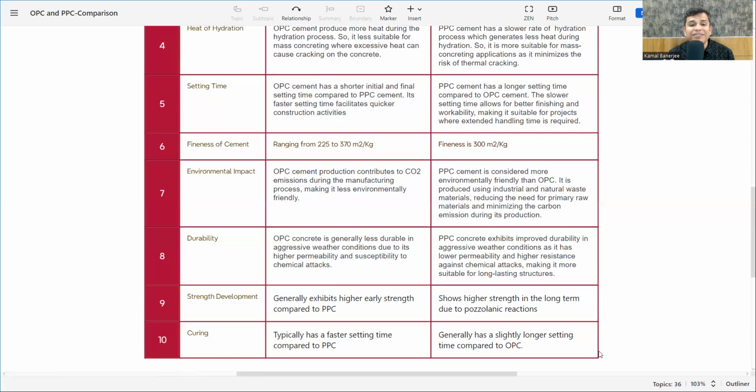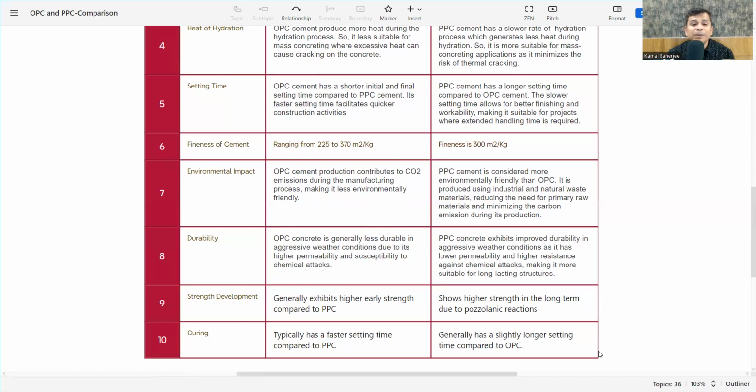And strength development: OPC generally exhibits higher early strength compared to PPC, but PPC is slower, with higher strength in the long term due to the pozzolanic reaction. This pozzolana has a lower heat of hydration, or reaction. That is why the strength gain takes more time in PPC than in OPC.